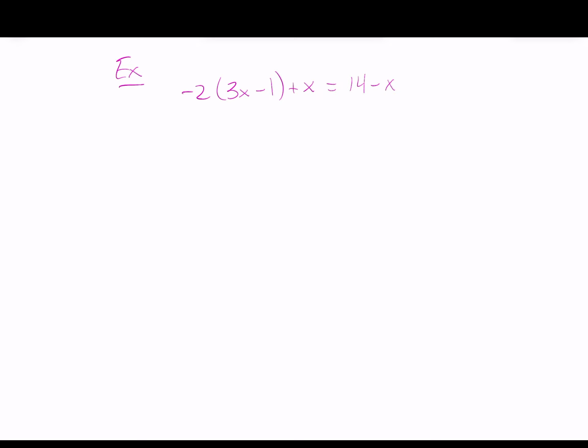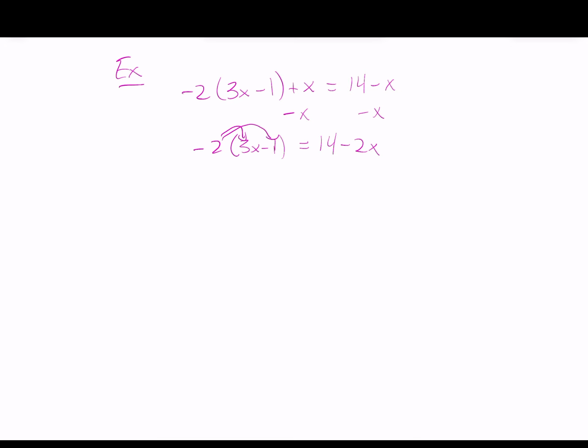Well, the first thing I want to do is go ahead and subtract an x from both sides. Now, you don't have to do this first, but that's what I want to do first to get started. So I'm left with -2 times 3x minus 1 is equal to 14 minus 2x. Now, at this point, I can continue to do multiplication, division, addition, subtraction, but I really want to go ahead and do the distributive property and distribute the -2 to both terms on the left side.